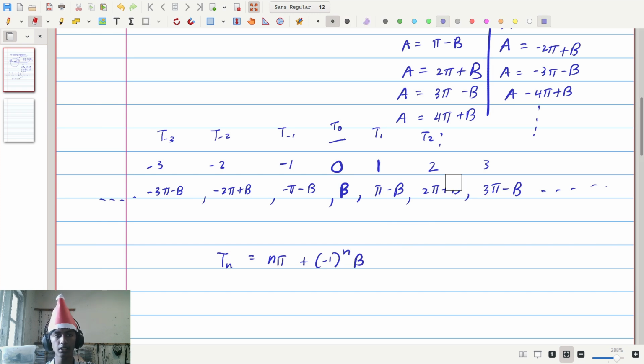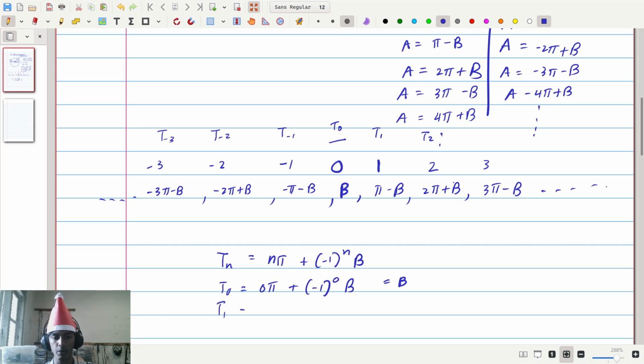If we substitute each of these n's as n equals 0, n equals 1, n equals 2, we can see we produce this set of solutions that we have here. When n equals 0, we have 0 pi plus negative 1 to the 0 times b, which is just 0 here. Negative 1 to the power of 0 is going to give us 1 times b, which is just b. The first solution is b. Clearly, as we can see, it works.